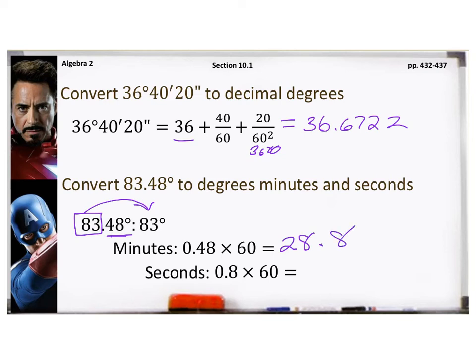Well, my minutes, I strip off the fractional part. So my minutes would actually be 28. But I take that 0.8, you can see in the next line, multiply it by 60 to get my seconds. And I have 48. 48 seconds. So this is minutes and this is seconds. So my answer would be 83 degrees, 28 minutes, 48 seconds.